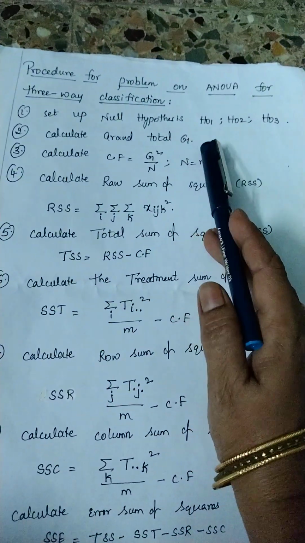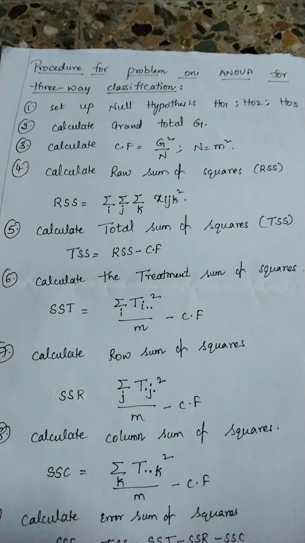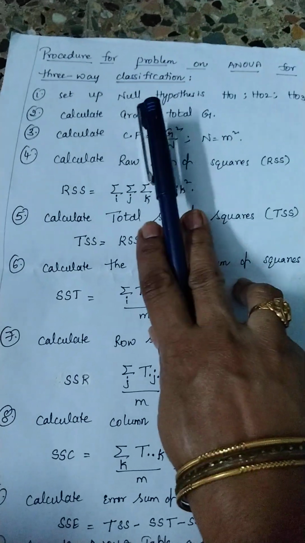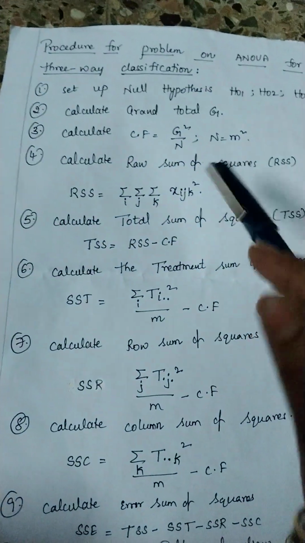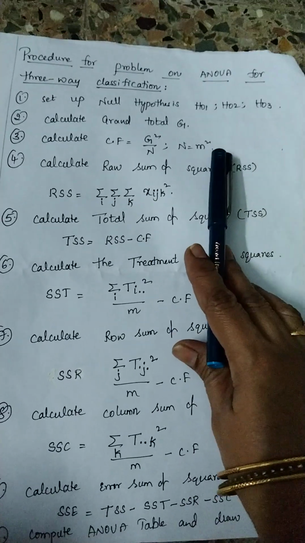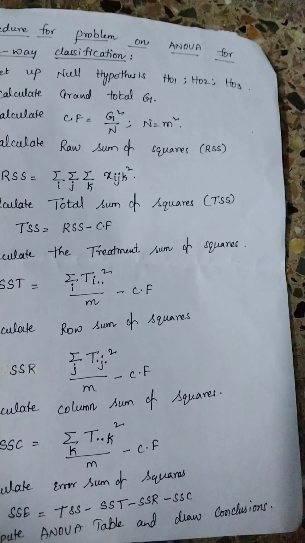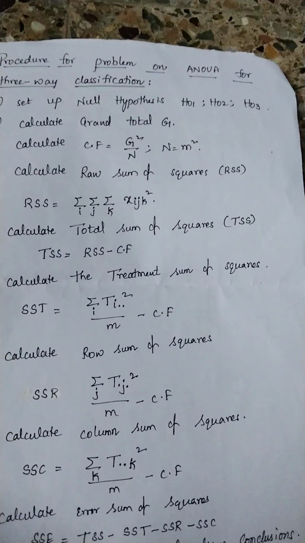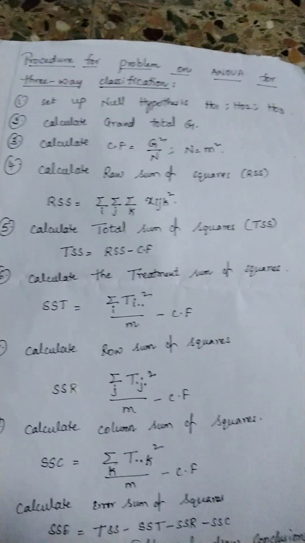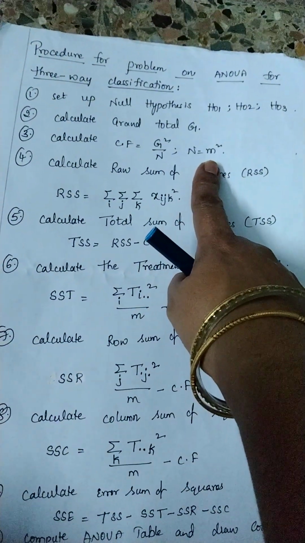Now, calculating the grand total G. What is meant by grand total G? G is equal to the total of the values. What is the correction factor formula? Correction factor formula is G square by capital N, where capital N is equal to M square. M square is nothing but the number of values, M into M. That is, 3 by 3 means 3 into 3, 9. Next, 4 by 4 is 4 into 4, 16. 5 by 5 is 25. We get the capital N value by taking 3 by 3 or 4 by 4 or 5 by 5.